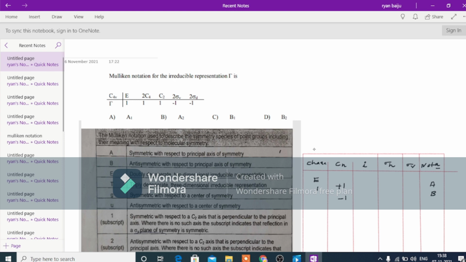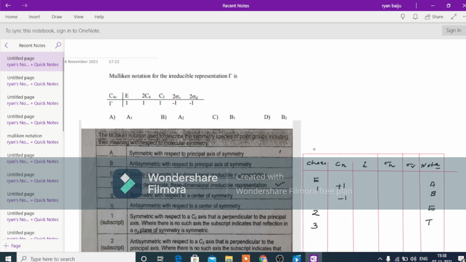The next is identity 2, I am going to write here. If it is 1, the chances are A or B. If it is 2, here the notation should be E. Doubly degenerate, two-dimensional irreducible representation means it should be E. Then if it is 3, triply degenerate, three-dimensional irreducible representation, the notation should be T. Therefore on this side I am going to write T.